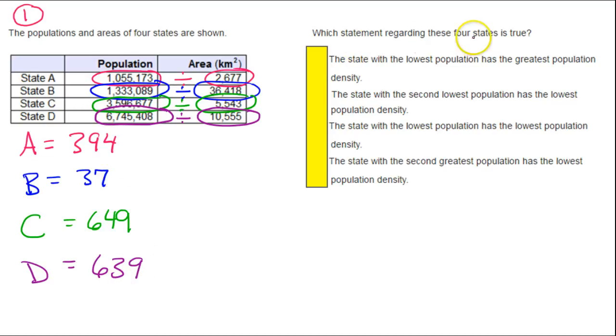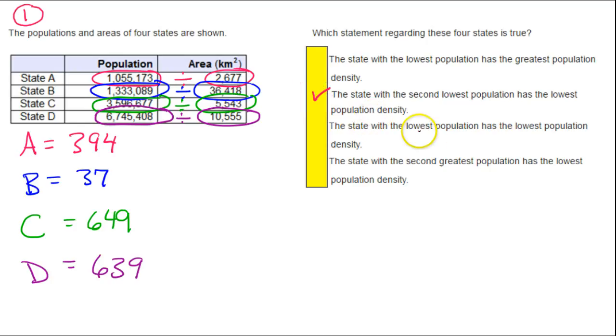Now, which statement regarding these four states is true? The state with the lowest population has the greatest population density. Let's see. The state with the lowest population is the first one. And it does not have the greatest population density, so that's false. Okay, the state with the second lowest population has the lowest population density. Okay, state B has the second lowest population, and it does have the lowest population density, so that is true.